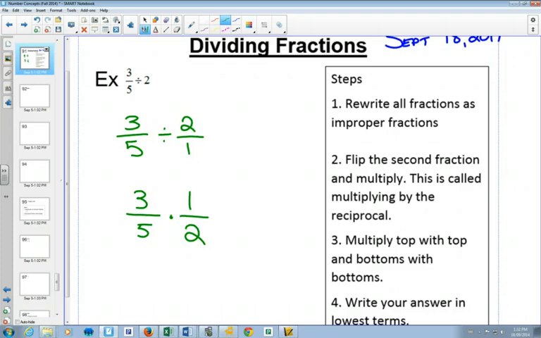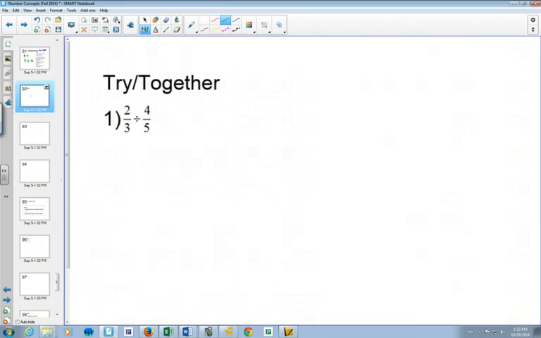And then the steps are exactly the same as the steps for multiplying. How do we multiply fractions? We multiply the tops, we multiply the bottoms. So 3 times 1 would be 3. 5 times 2 would be 10. Then you write your fraction in lowest terms. But this one is already in lowest terms. So here is another example for us to try.